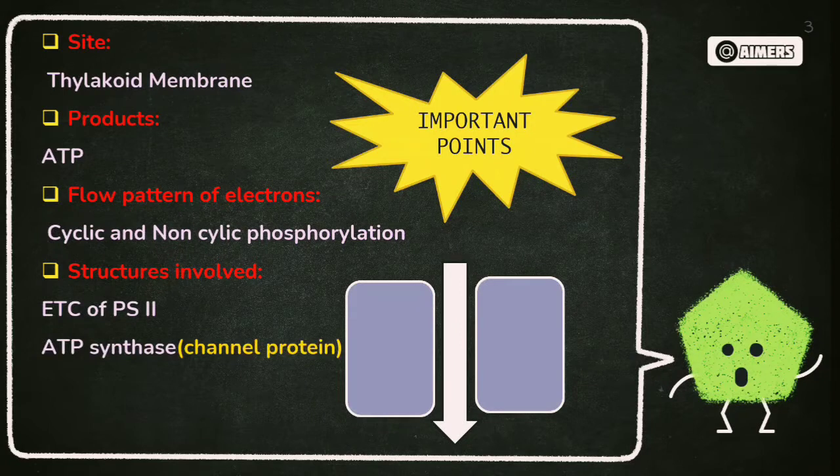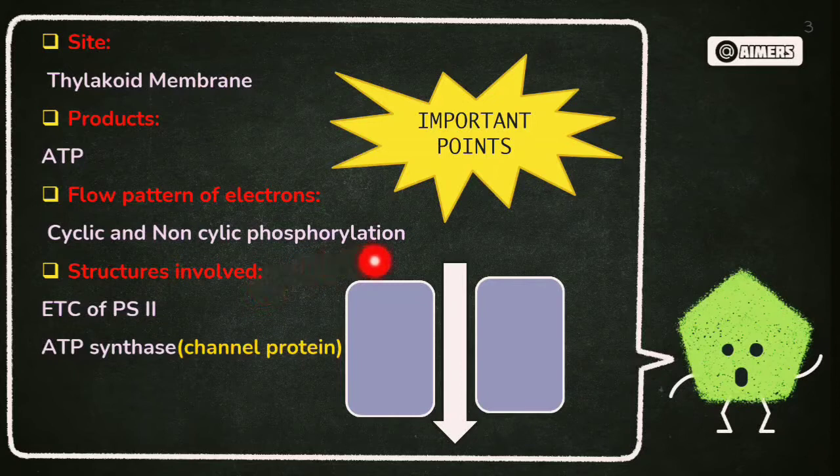You know H positive is an ion. An ion cannot cross the membrane. You know that this thylakoid membrane, like that of the cell membrane, is made up of a phospholipid bilayer. It also has proteins, channel proteins and carrier proteins. Now these H positive ions cannot cross this phospholipid bilayer. They are transported with the help of a protein. Now which protein? Channel proteins.